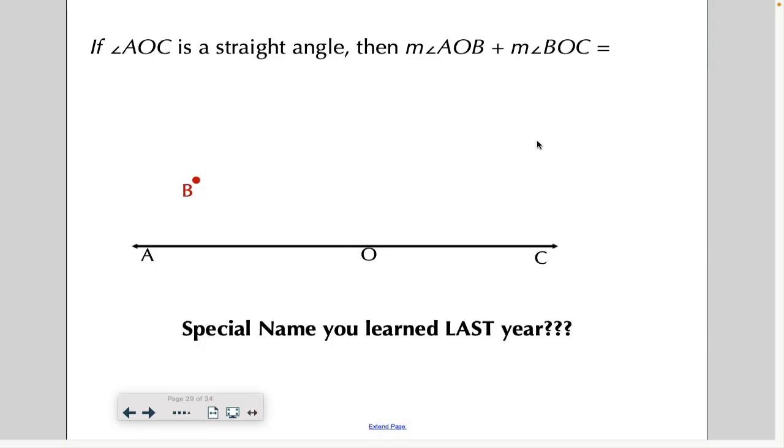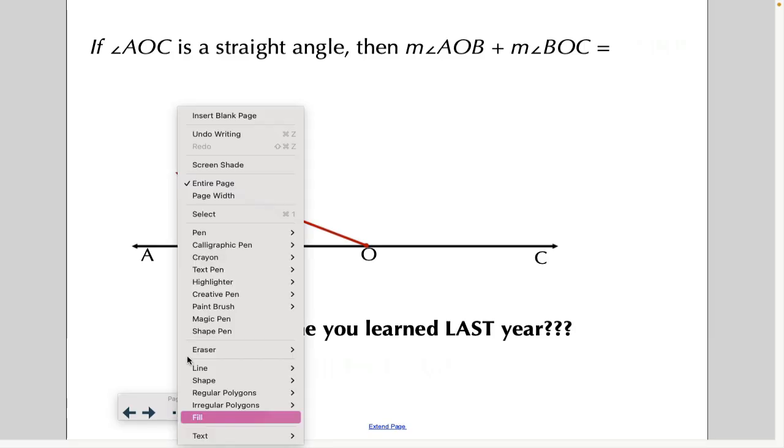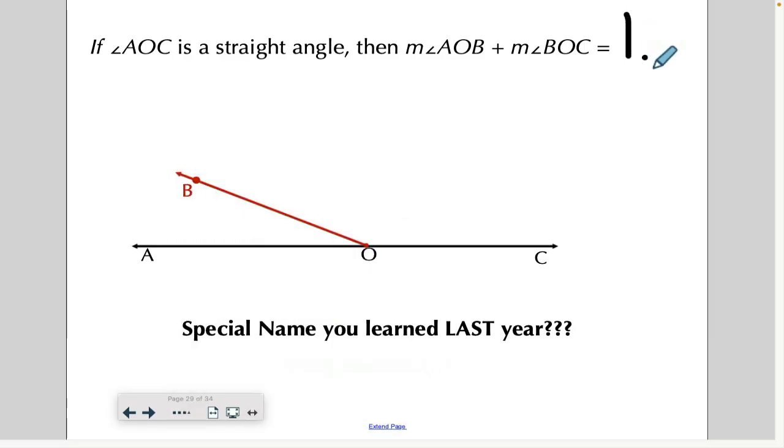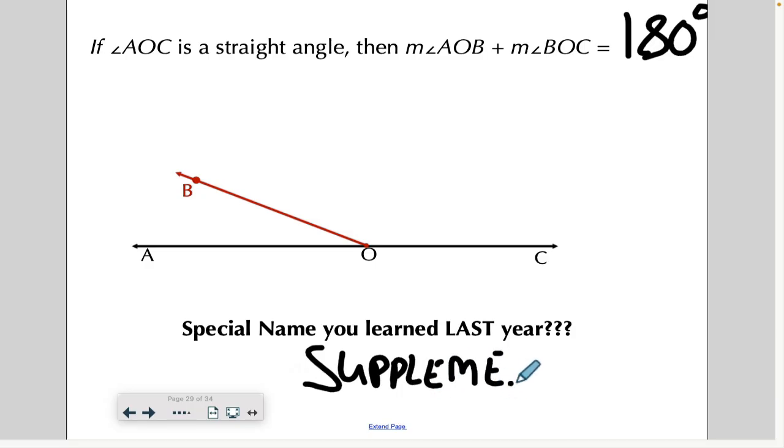The last one before I let you work on those. If angle AOC is a straight angle, and it looks like this, and angle AOB plus BOC, what's that always going to give you? You should know this already. I heard it, 180. Does anybody remember the fancy name you learned with Miss G last year? You learned a fancy name for angles that add up to 180. Supplementary. Very nice. That will come back soon. Don't worry.